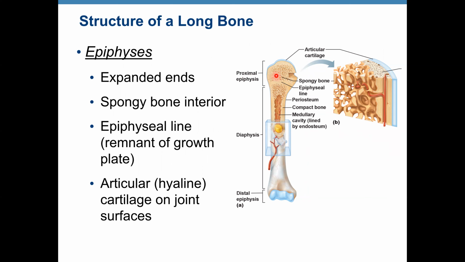Epiphysis, so we have, as I already said, proximal and distal. It has spongy bone and an epiphyseal line over here, you can see right there, and this is the remnant of the growth plate. So when we are kids or very young adults, I would say teenagers, right? We have over here, instead of an epiphyseal line, an epiphyseal plate.